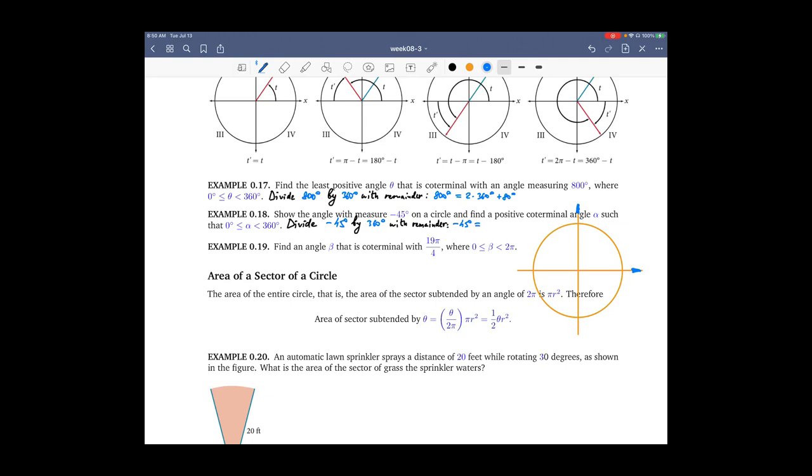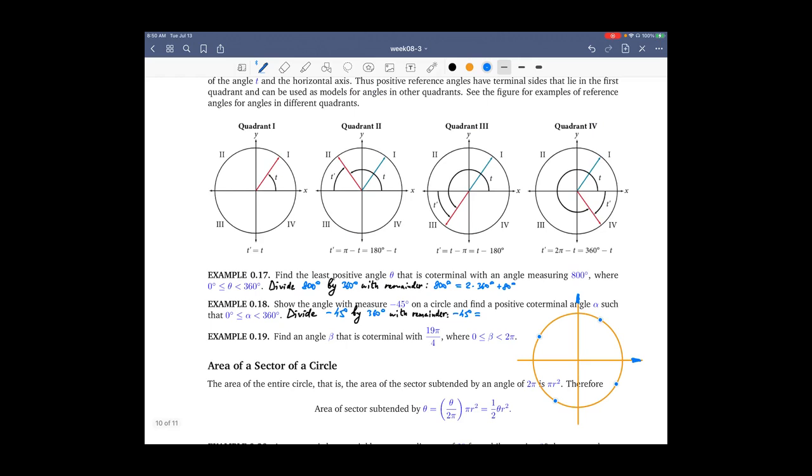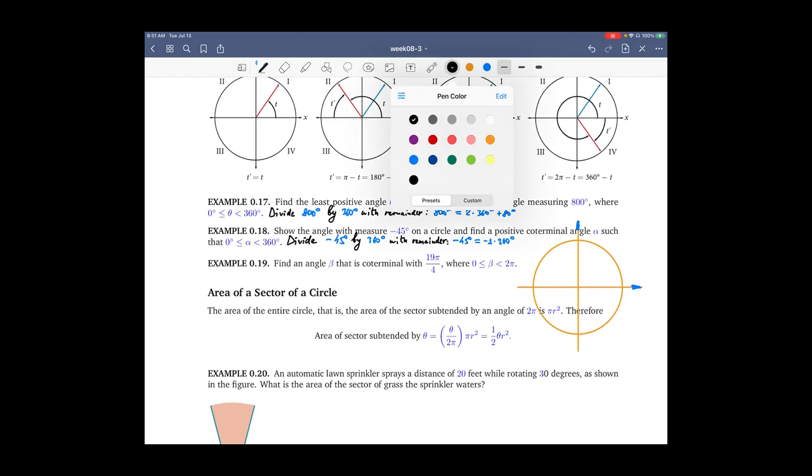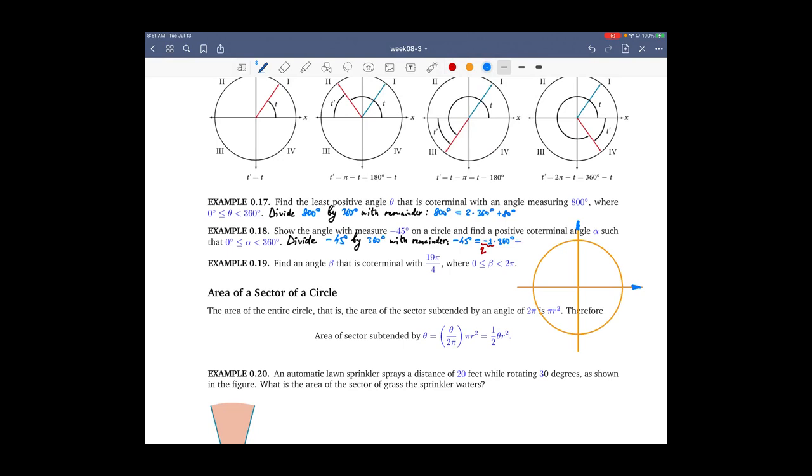So how do we do the division, given that the remainder must always be positive? Well, when you do the division, you find that this is negative 1 as quotient times 360. So negative 1 here is the quotient. And the remainder is therefore 360 minus 45, that's 315. That is the remainder.